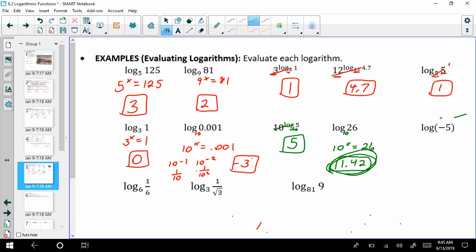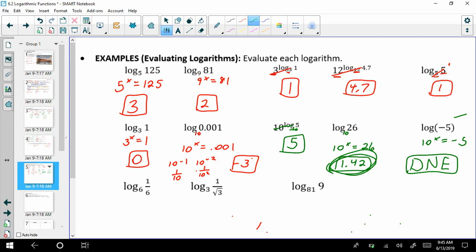I'd like you to enter this one in your calculator. So hit the log button and then do negative 5. And your calculator should say error. It doesn't like this. It's asking 10 to what power is negative 5? If you are trying to take the log of a negative number, it's not possible. So we're going to say does not exist. DNE, not possible. Why?